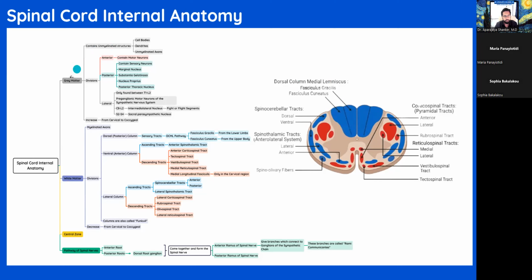That's it. So if nothing else, I want you to just be able to remember and say these three things. What does the gray matter contain? What are the divisions of the gray matter? Anterior, posterior, lateral, those are the same. And whether they increase or decrease from cervical to coccygeal, right?